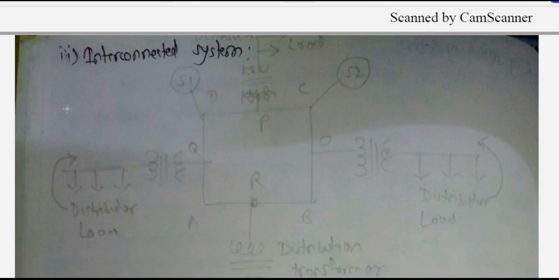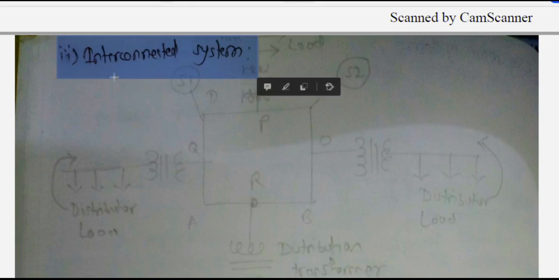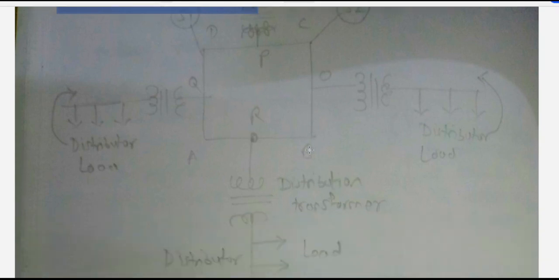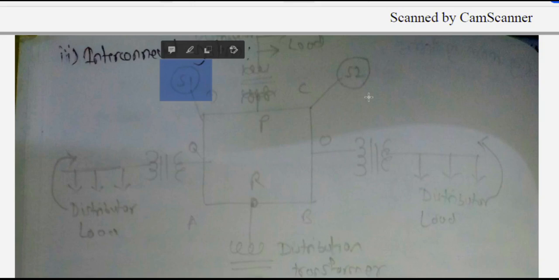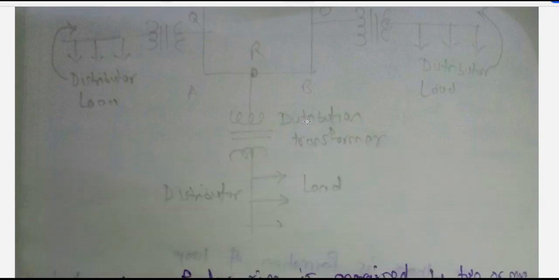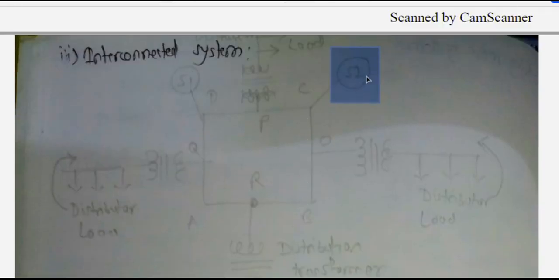Now we are interested in the third sub-classification, that is called an interconnected system. As the name implies, we have to interconnect all the substations through the use of all the feeders. So that is called interconnected. Let me explain this diagram. So this is the S1 substation, this is the S2 substation, and we are interested to connect these two substations with the help of this interconnection system.